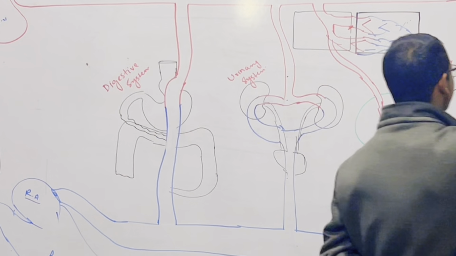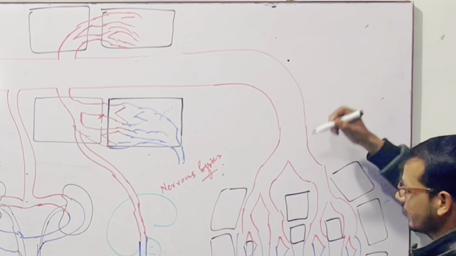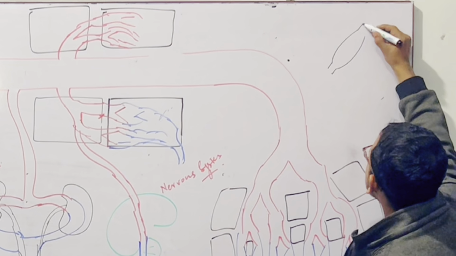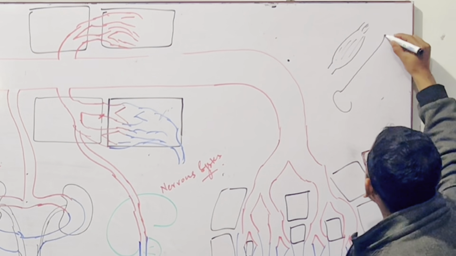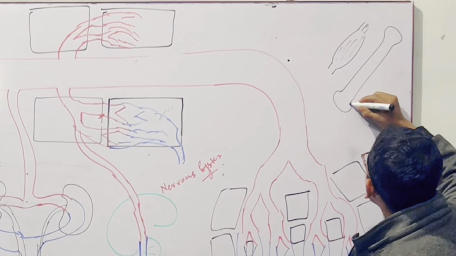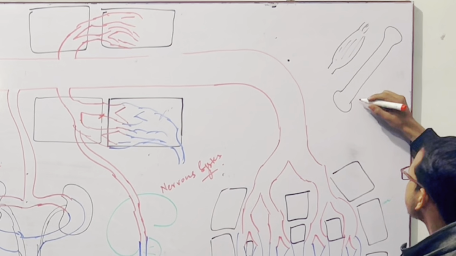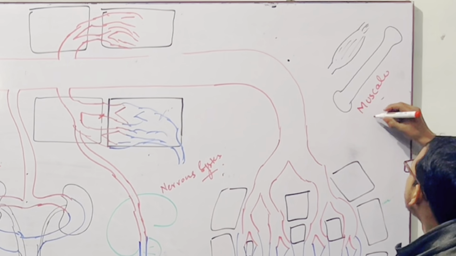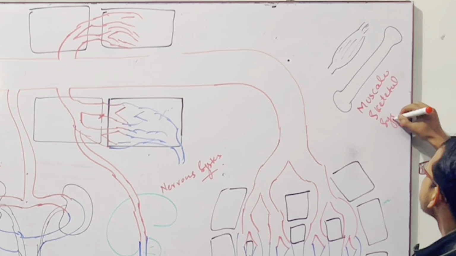So we have another system which is called the musculoskeletal system. In the musculoskeletal system, we have muscles, and we have bones. This is the musculoskeletal system, the skeletal system.